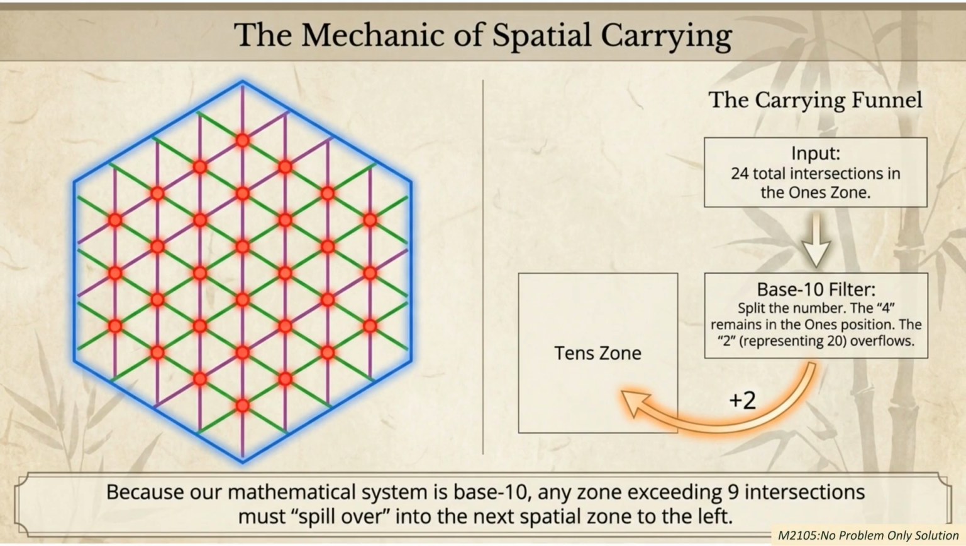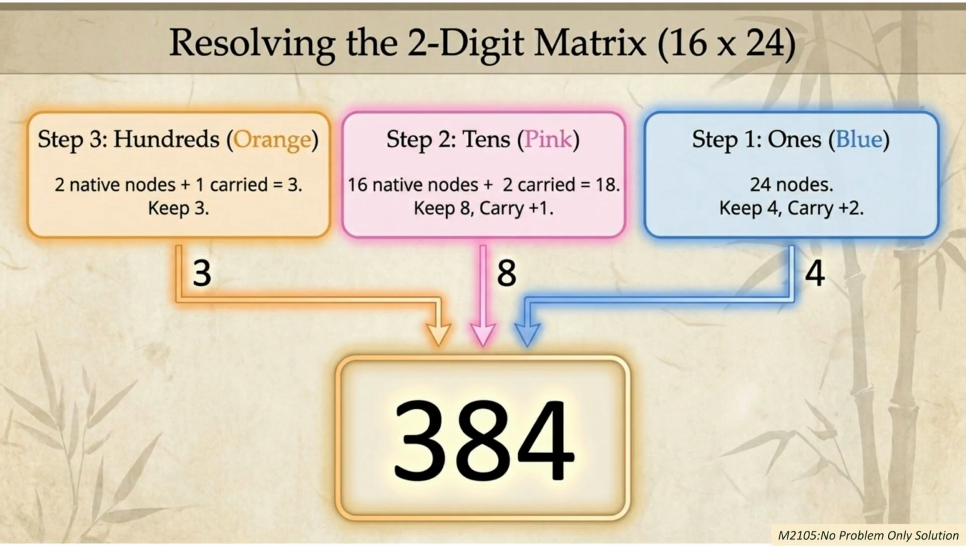Because our system is base 10, we use a mechanism of spatial carrying. Any zone exceeding 9 intersections must, quote, spill over into the next spatial zone to the left. Here we see the resolution of a 2-digit matrix. By systematically counting nodes in each zone and carrying the excess, we arrive at the final product, 384.